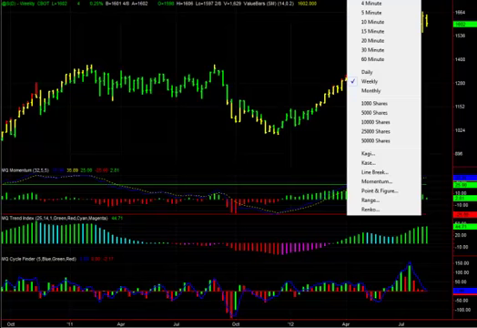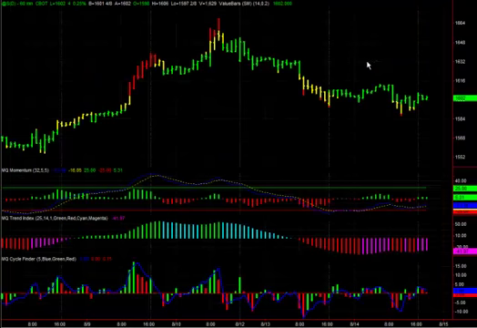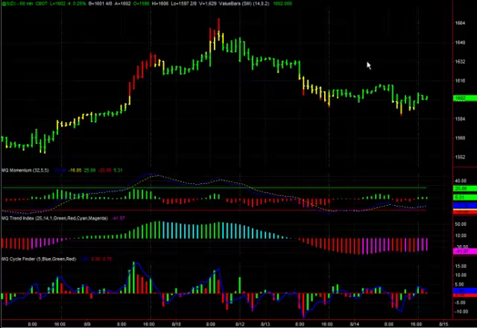Right now, if we look at the 60-minute chart overnight, really not a very clear indication of what we might expect here, but we'll continue to keep on watching this market.